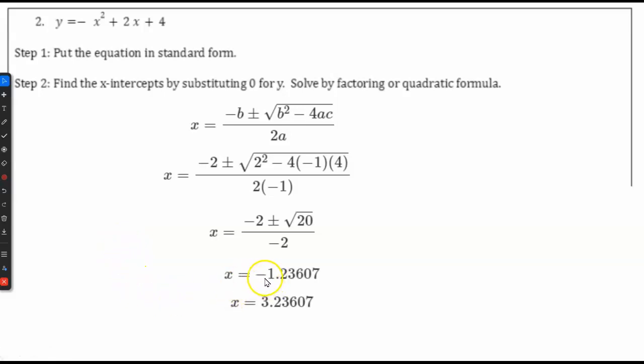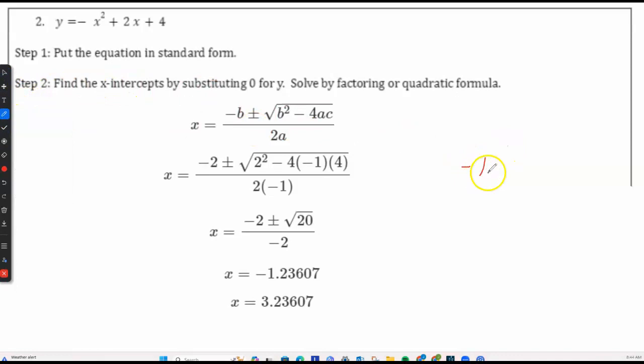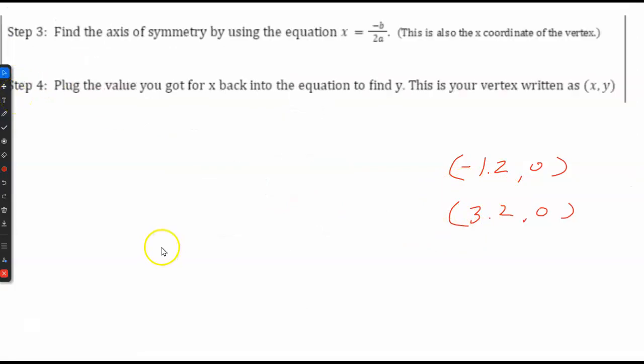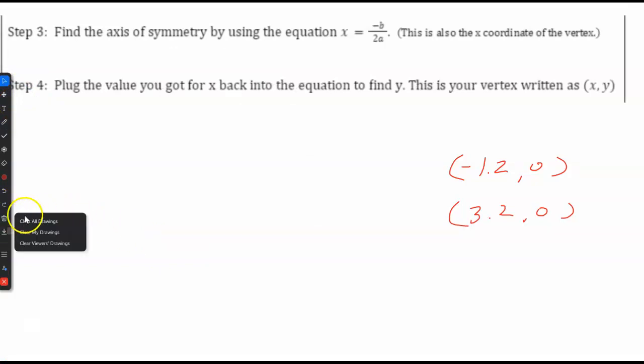And then we end up with negative 1.23607 and 3.23607. These are our zeros, just like they were in the last problem. So we're going to have ordered pairs for these that are negative 1.2, 0 and 3.2, 0. So we're going to have to graph them. They'll be in between. They're not going to be right on a whole number, right? So negative 1.2 would be between negative 2 and negative 1. 3.2 is going to be between 3 and 4. All right, so let's keep going.